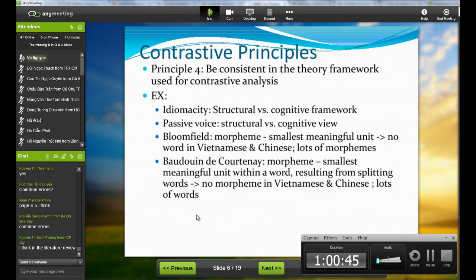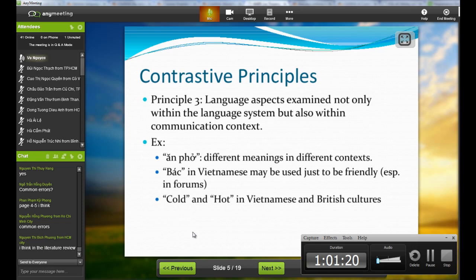If you read other grammar books about Vietnamese, you can see that some researchers of Vietnamese studies claim that in Vietnamese, one morpheme is one word. Like Professor Cao Xuân Hạo, he claims that one morpheme is one word, and so đỏ lòm should be considered as two different words, right? So you need to be consistent with the framework, with the theory that you use.